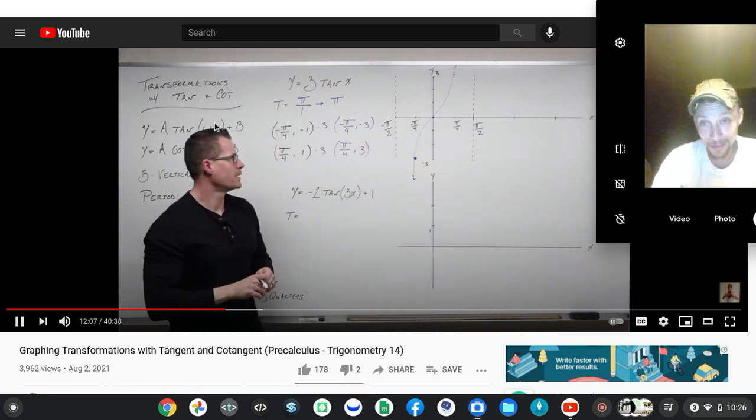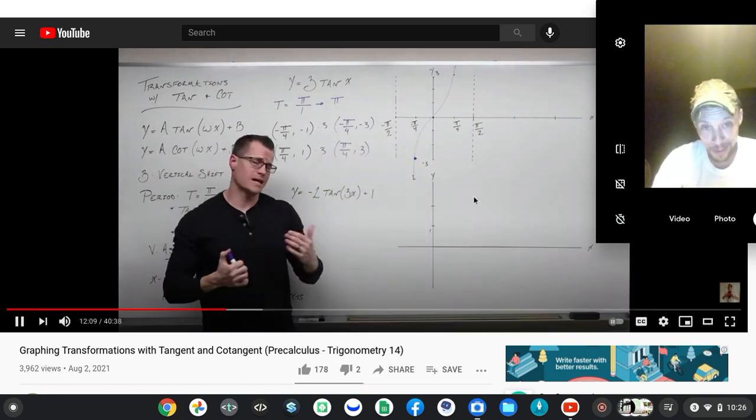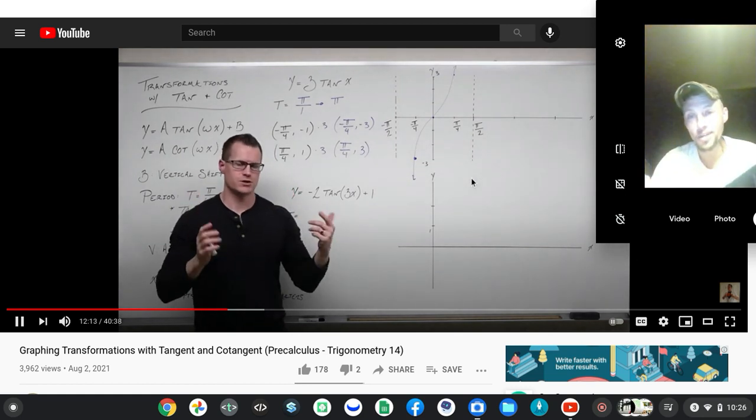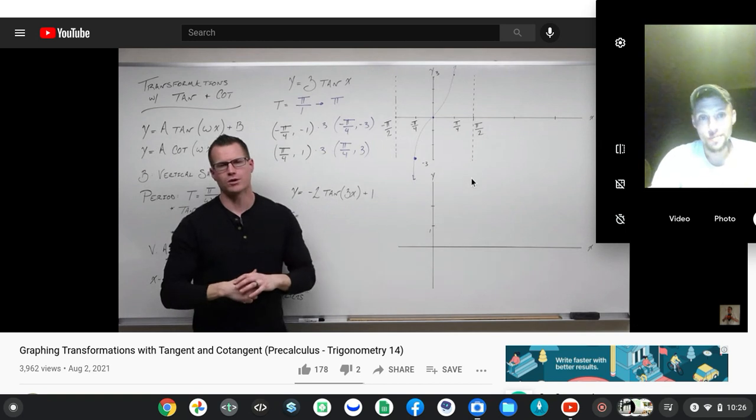When you see a picture of what these things look like on tangent, it starts to make a difference. That's just the first period, negative pi over 2 to pi over 2. This has just been stretched out a little bit vertically.